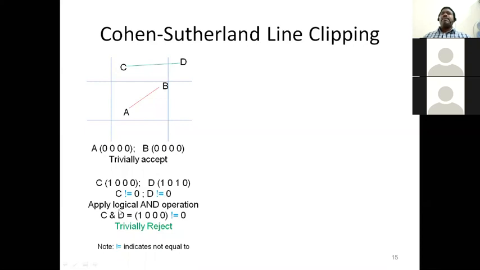In this case, apply logical AND operation between C and D. What is AND operation? If you find 1, 1, 1, 1, 0, 0, 0, 1, 0, 0, 0, 0. Logical AND operation. If you look at this, the bitwise AND operations. Here 1, here 1. AND operation will be 1. Here 0. So 0 with any number AND operation will become 0. Therefore 1, 0, 0, 0. This is also not equal to 0. Therefore trivially reject. This means this line CD will not be visible because both ends are lying outside the viewport.